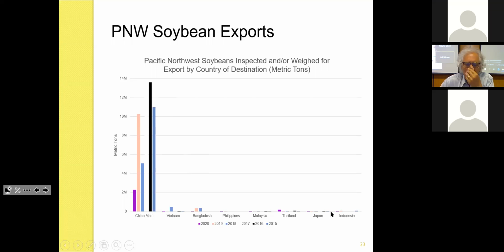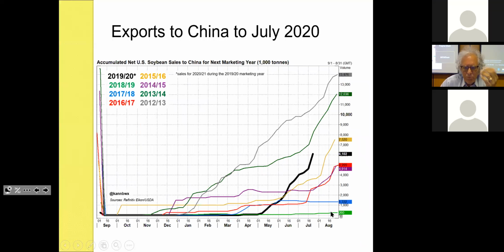This is China, our exports to China. This is through July. And you can see this black line is the current crop year that until early May were very nil, and we've been escalating. We've not reached our 2017 level. We're certainly behind those, but we're trending seasonally like we have in previous years.